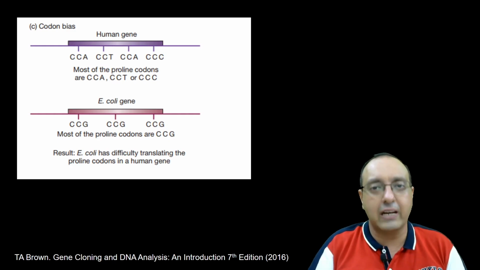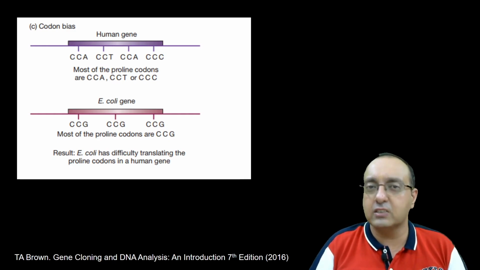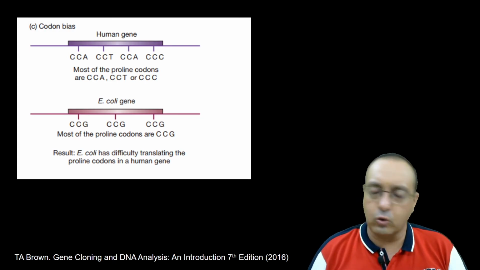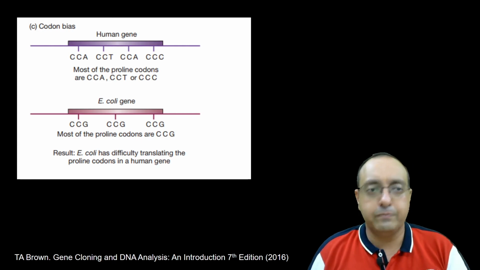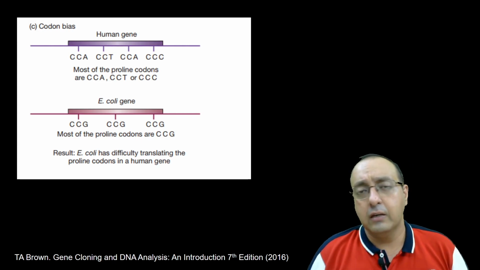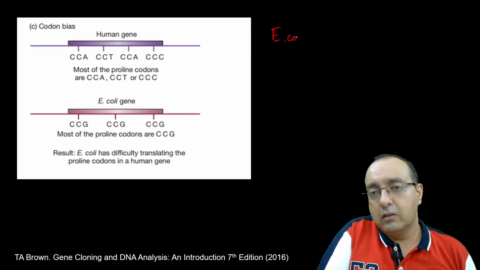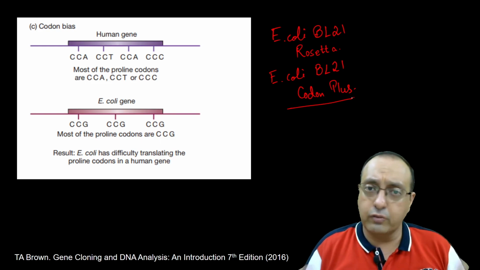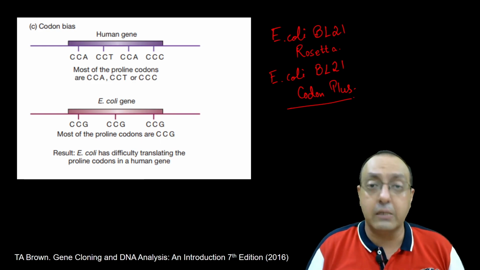So scientists needed workarounds regarding that. One way is to introduce mutations so that we can optimize the human gene for E. coli expression. Another thing is we can introduce genes for those rare tRNAs. So different strains are available. For example, there is the Rosetta strain of E. coli BL21, which is very commonly used. Another is E. coli BL21 codon plus. These are different strains available from the vendors, so we can use them to get rid of codon bias or to minimize it at least.